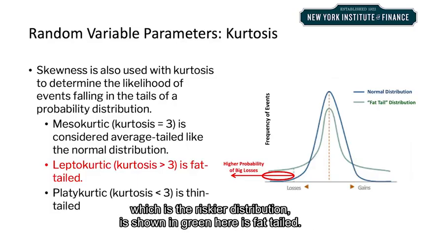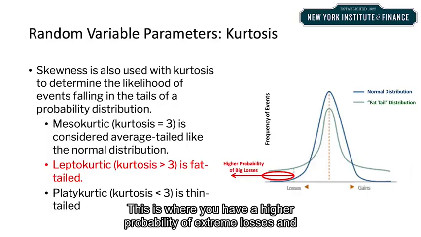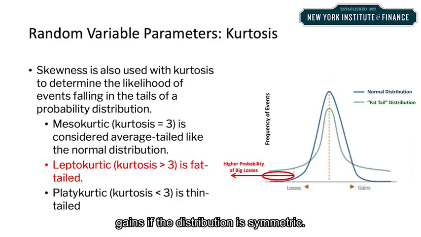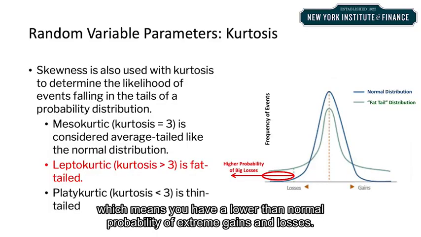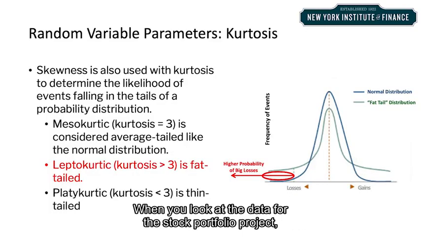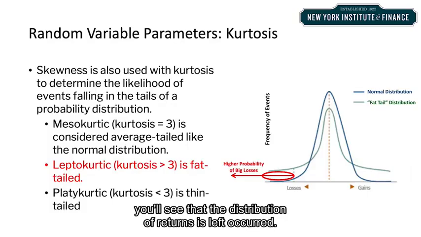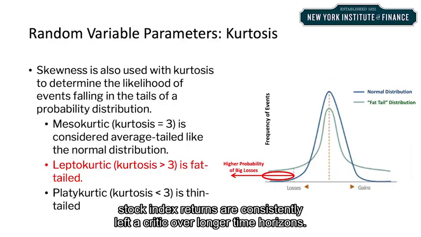Leptokurtic, which is the riskier distribution shown in green here, is fat-tailed. This is where you have a higher probability of extreme losses and gains if the distribution is symmetric. Platykurtic, where kurtosis is less than 3 and the distribution is thin-tailed, means you have a lower than normal probability of extreme gains and losses. When you look at the data for the stock portfolio project, you'll see that the distribution of returns is leptokurtic. Stock and stock index returns are consistently leptokurtic over longer time horizons.